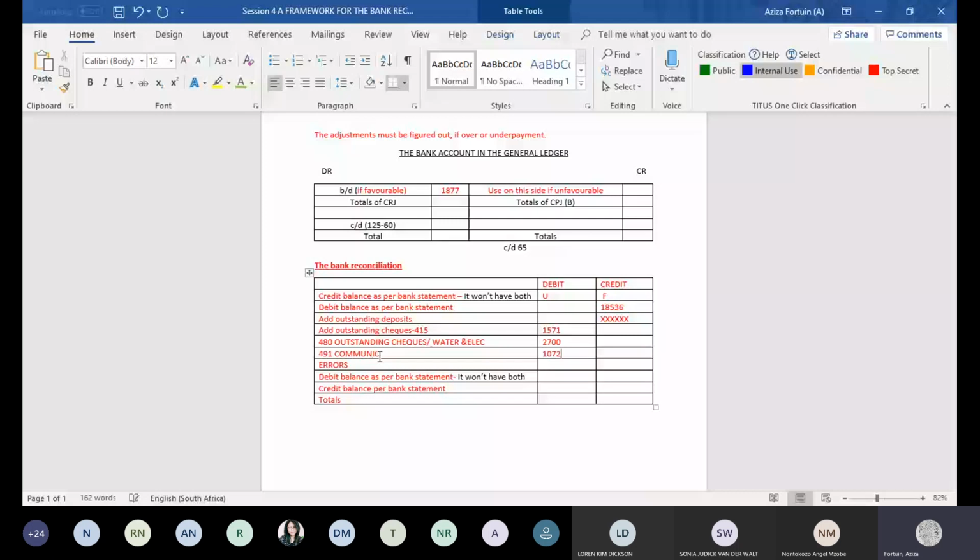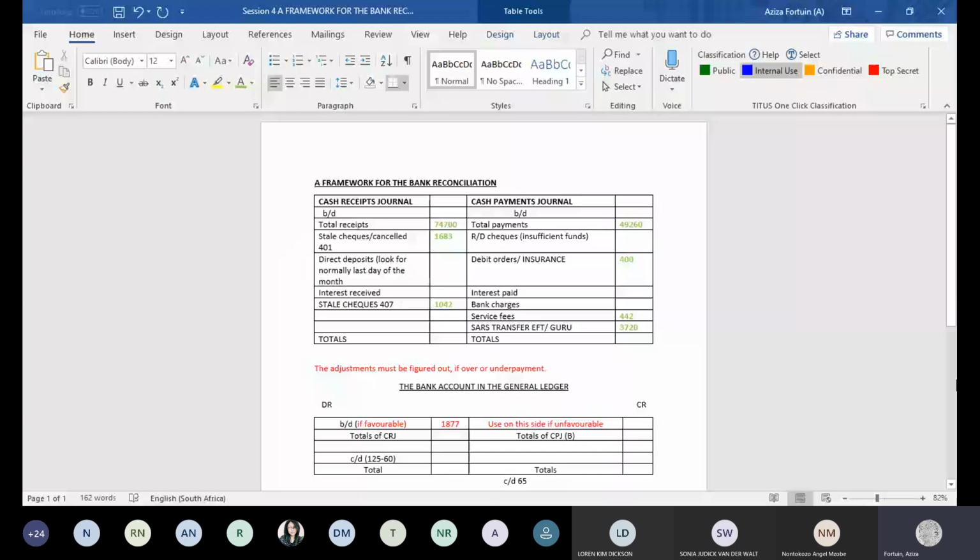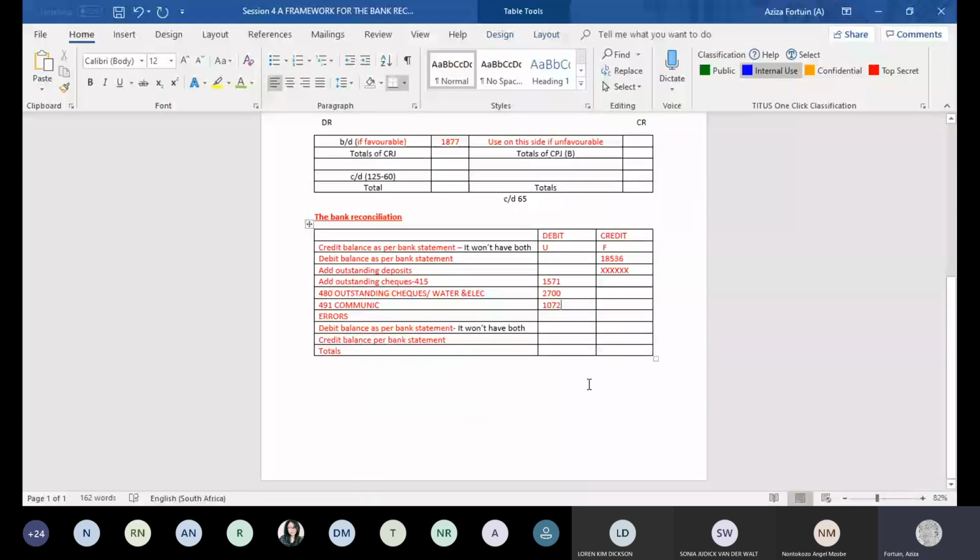Okay, so the next one, a check for 3020 drawn by another client, was erroneously entered on the bank statement of Owen attorneys. So we have to do a correction. The check was not issued by Owen attorneys, so that is an error. So I'm going to debit the check, because I credited the check in my bank recon.